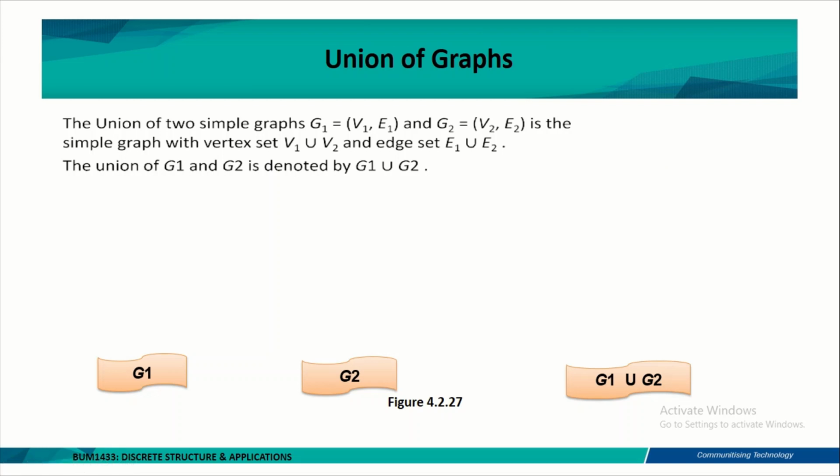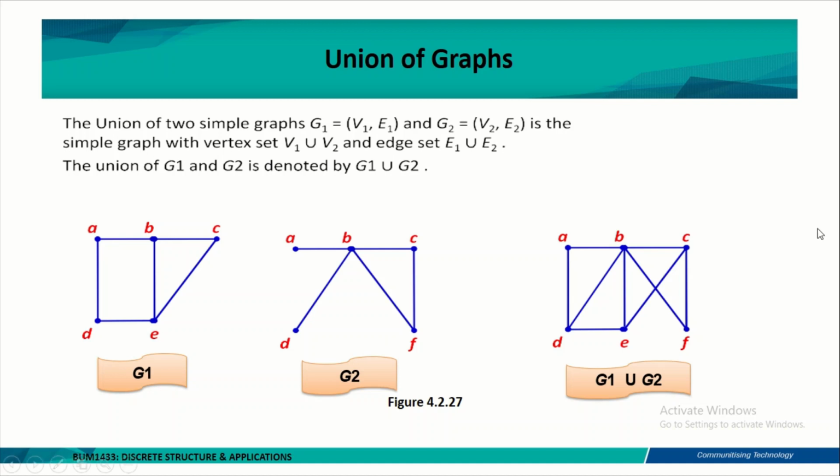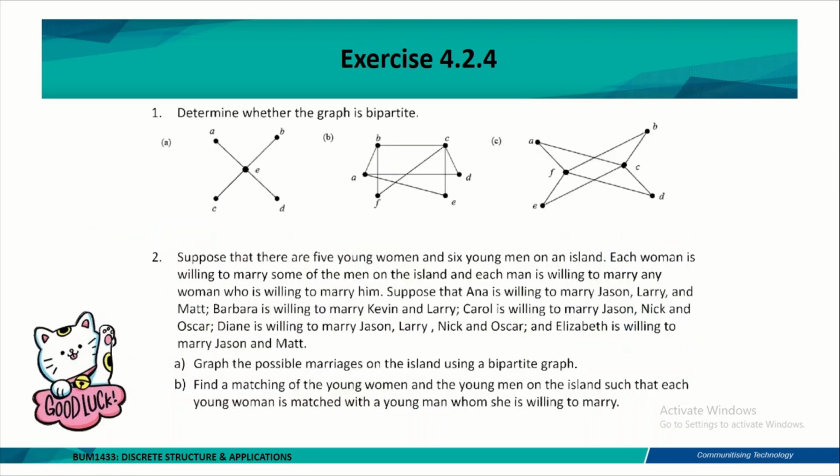So the union of the two simple graphs G1 equal to (V1, E1) and G2 equal to (V2, E2) is the simple graph with the vertex set V1 union V2 and the edge set E1 union E2. The union of G1 and G2 is denoted by G1 union G2. So we have the graph G1 and graph G2. So G1 union G2 is the combination of G1 and G2.